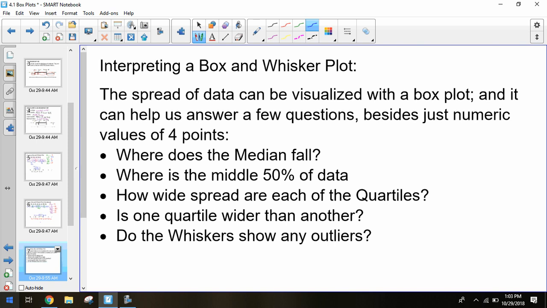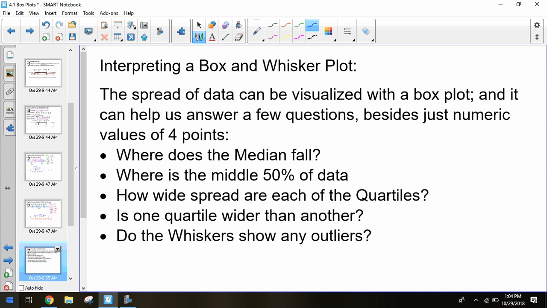So once again, is one quartile wider than another? Do you have a larger lower quartile than upper quartile? And then, do your whiskers show any outliers? What does the word outlier mean? Something away from something.